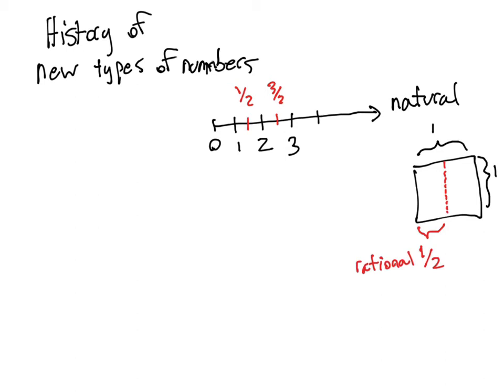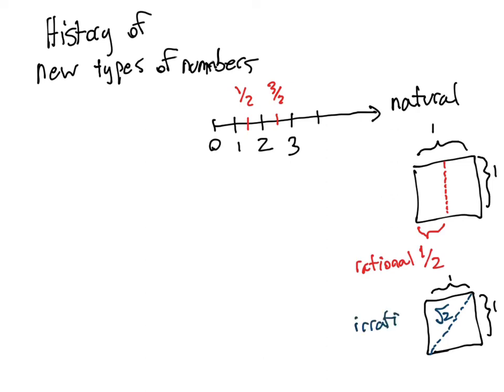There were some other types of numbers that humans needed to create to continue to answer questions about the world around them. So what if we take a square where each side has length 1, and we want to measure the length of the diagonal of that square? That diagonal cannot be represented using a fraction because we would need to use the Pythagorean theorem to calculate its length, and we end up with a number that is a square root, the square root of 2.